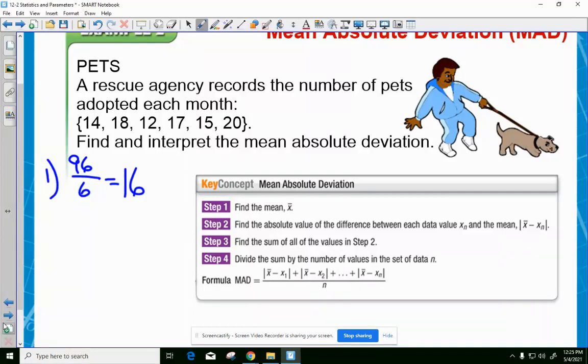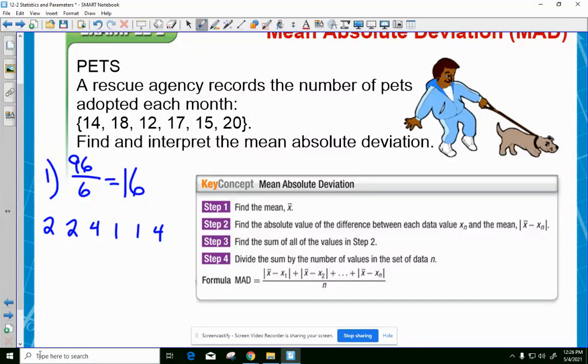Step number 2 says find the absolute value difference between every one of these answers and this answer. So essentially, how far away is my first answer from 16? It's 2 units away. How far is my next number away from the average? It's also 2 units. The next one is 4 units away. The next one is 1 away. The next one is also 1 away. And the last one is 4. Okay, so that is the difference between the average and all my actual numbers.